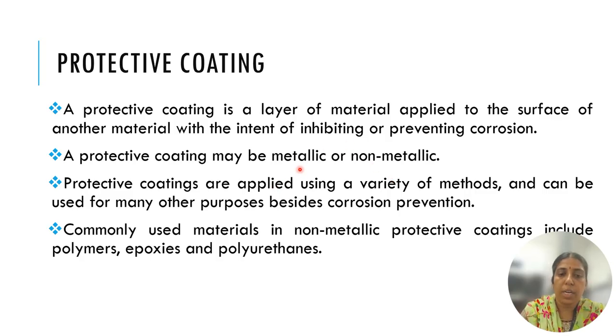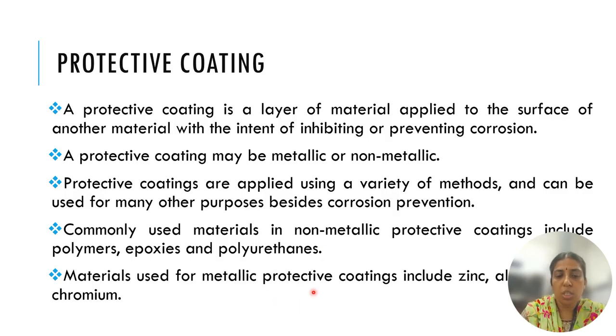There are a variety of methods of coatings, and nowadays in the market we have long life coatings for our buildings and also for many structures, which help to retain the desired characteristics of the painted material. The protective coatings can be applied by a variety of methods, and they can be used for many other purposes besides corrosion. Non-metallic coatings can be polymer coating, epoxide coatings, polyurethane coatings, which are available in the market to protect and prevent corrosion. The metallic coatings can be zinc, aluminium and chromium.